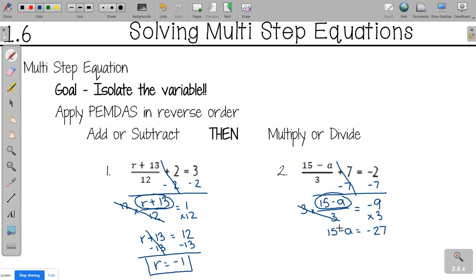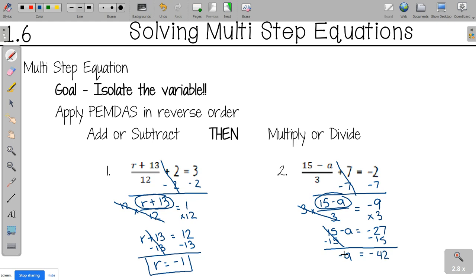Now we have to get a by itself. So it's being added or subtracted here. In this case, it's being subtracted from 15. So 15 is positive, we have to do the opposite. So we're going to subtract 15 from both sides. We're left with negative a. Don't forget to bring the sign down. Is equal to negative 27 minus 15 is negative 42.